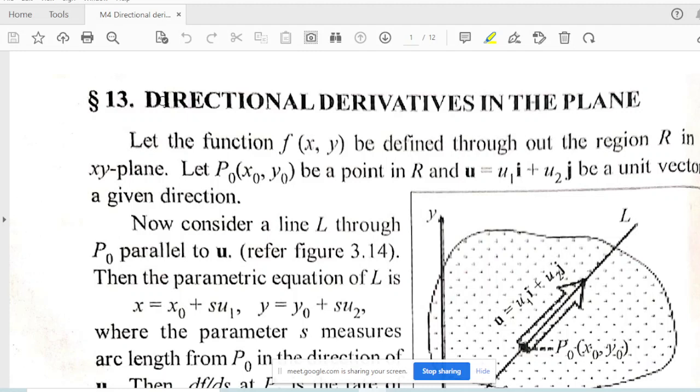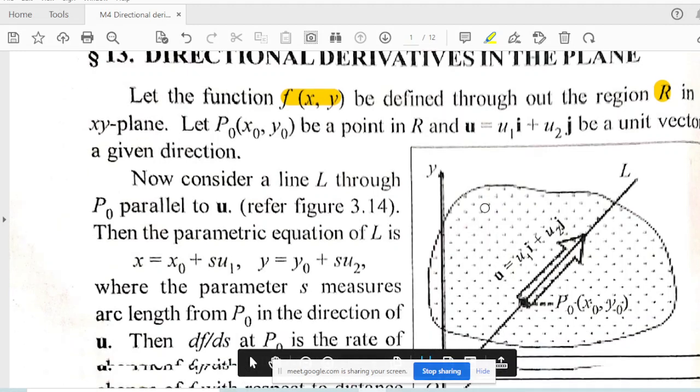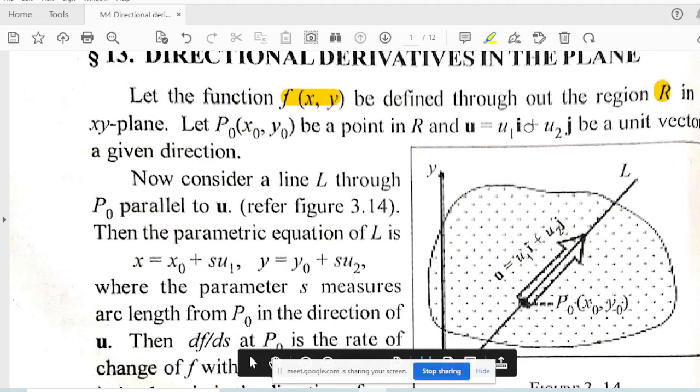So we will be learning how we can evaluate directional derivatives in the plane. Let the function f of x y be defined throughout the region R in the xy plane. Let P0 of x0, y0 be a point in R. u equal to u1 i cap plus u2 j cap be a unit vector.